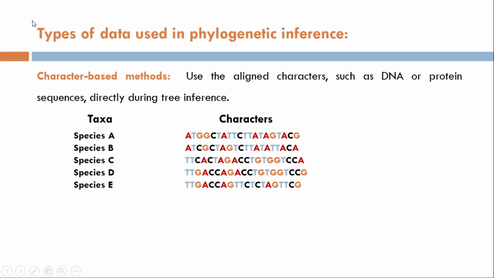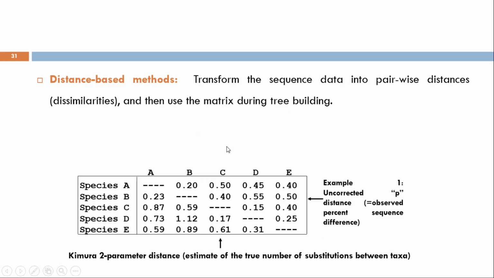The second method is known as the distance based method. In the distance based method, we first perform the multiple sequence alignment, and then we generate a kind of matrix in which we put the distances between the sequences.